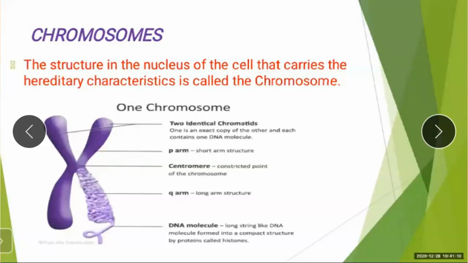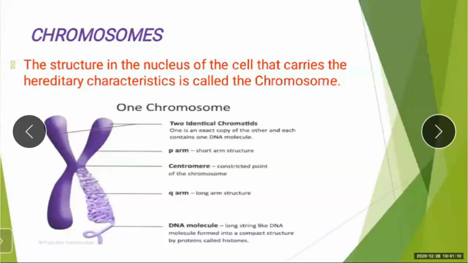One arm is known as the P arm. The upper part is called the P arm structure. In the center, you can see the center is also there in the picture. What is it called?